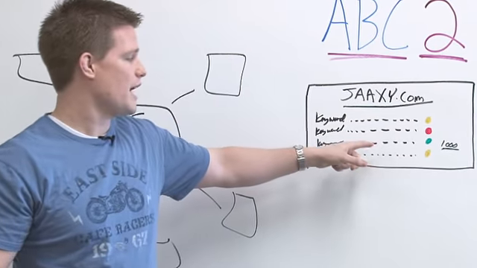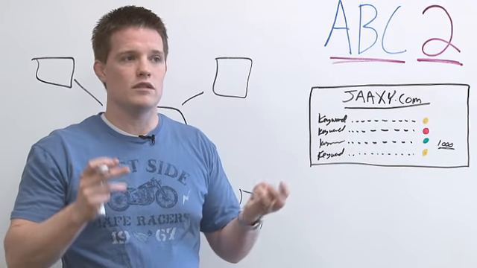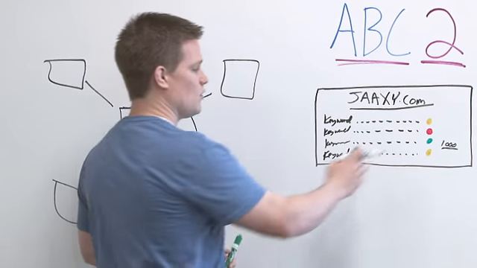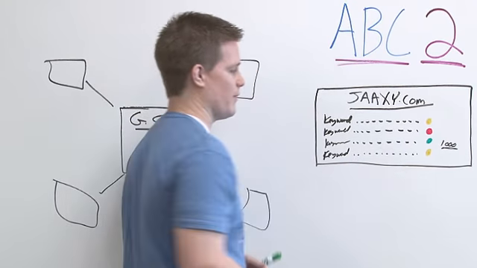Now, what else is cool about Jaxi is it'll actually give you suggested domain names. So if this one is green light, it's got 1,000 searches, I'm like, sweet, that's the domain I want to build.